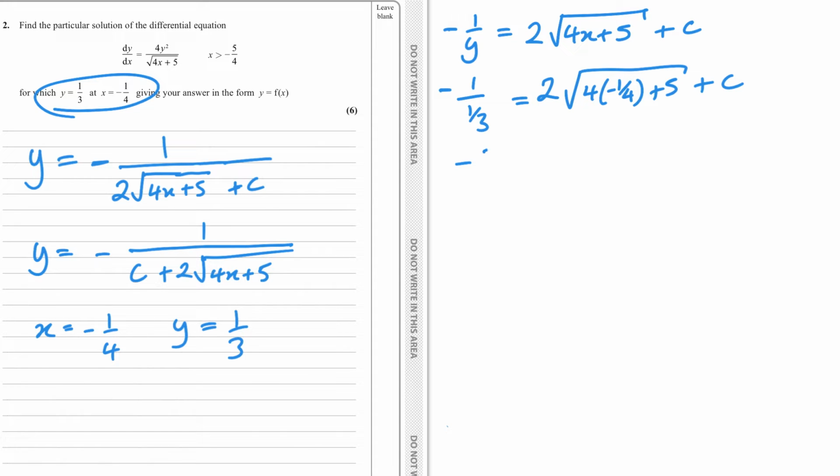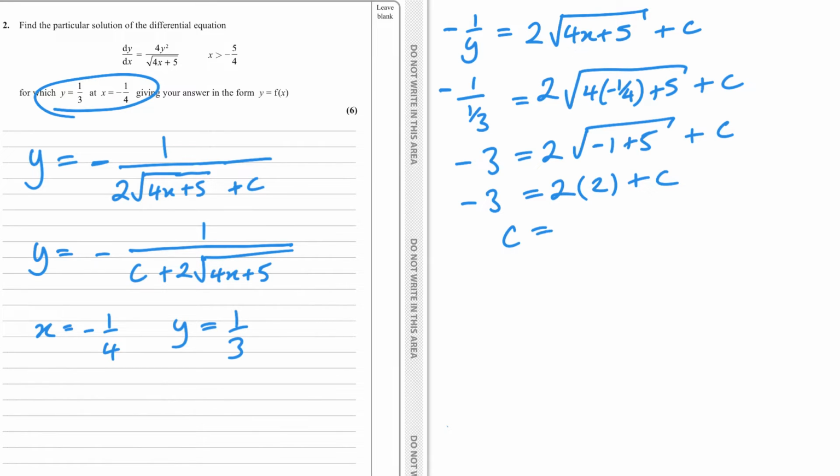So on the left I've got -3. On the right now I've got 4 times minus a quarter is -1 plus 5. That's obviously going to be 4 there, which is nice. So we got -3 times 2 lots of the square root of 4 is 2, plus c. So we got c is equal to -7.